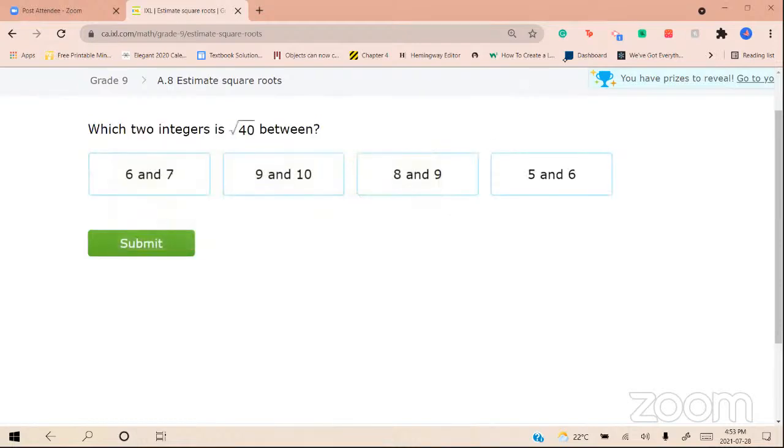Which two integers is root 40 between? 40 is between 6 and 5. 6 squared is 36 and 5 squared is 25. Nope, not quite. Do you see? Because 40 is greater than 36, so it's not between 25 and 36.